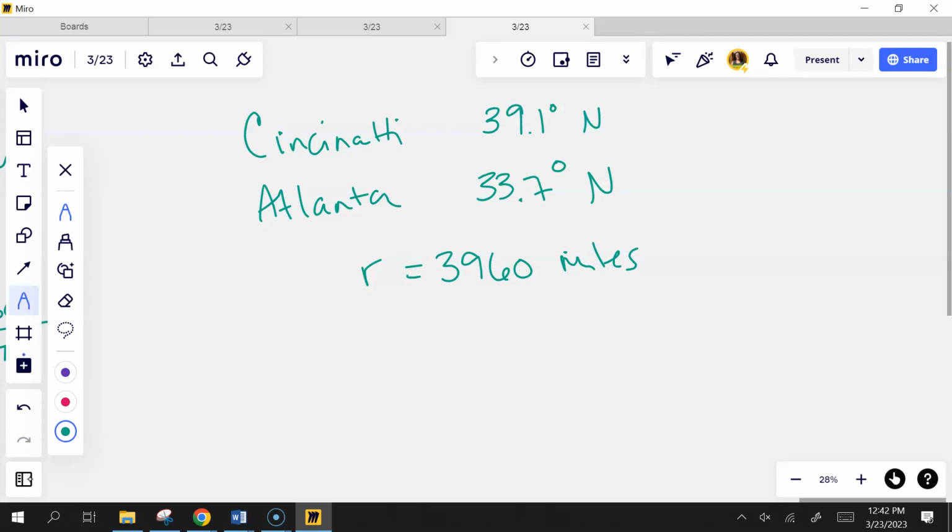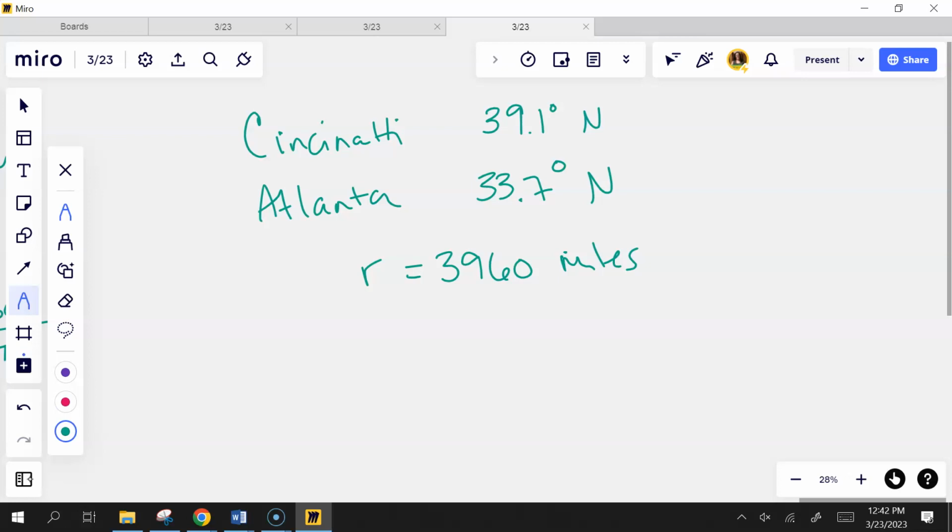5.4 miles? That's not right. That would say that Cincinnati and Atlanta are 21,000 miles apart. 21,000 miles? The whole Earth is less than 8,000 miles wide.